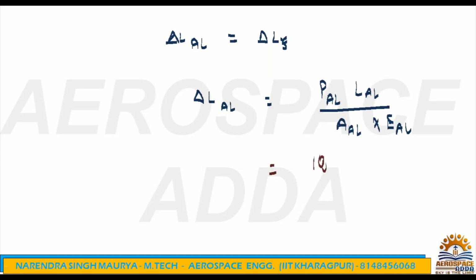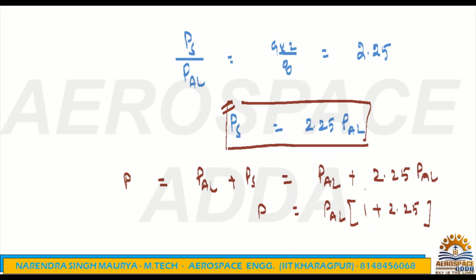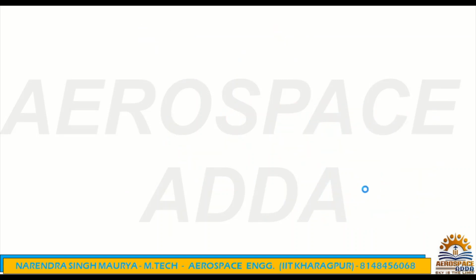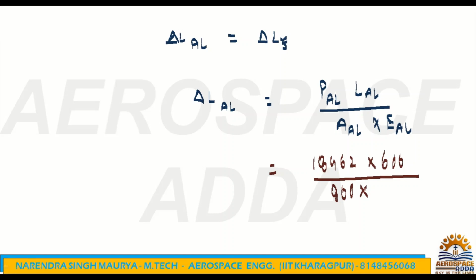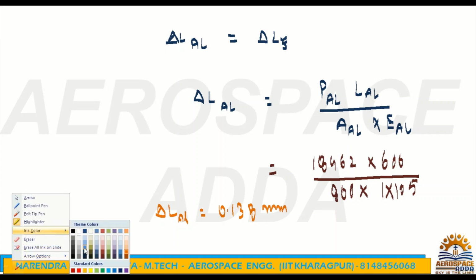18462. Length of aluminum is 600 mm, you know very well. Aluminum area, if you remember, 800, into Young modulus of aluminum, I think 1 into 10 to the power 5, right? 1 into 10 to the power 5. So now if you calculate the change in length, delta L aluminum, you will have 0.138 mm, right?